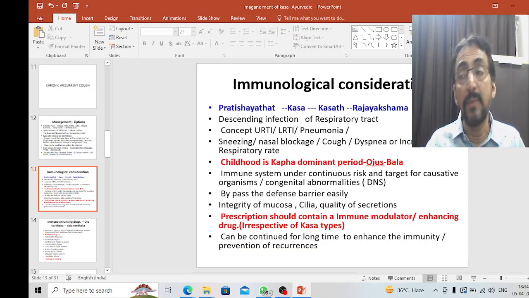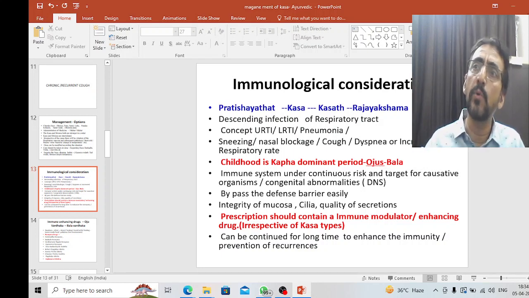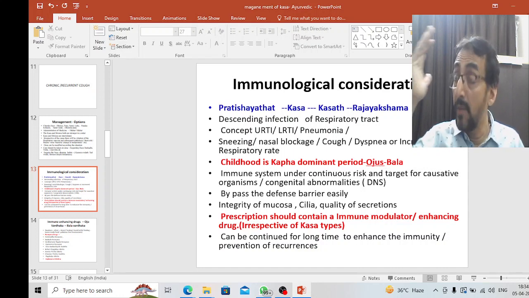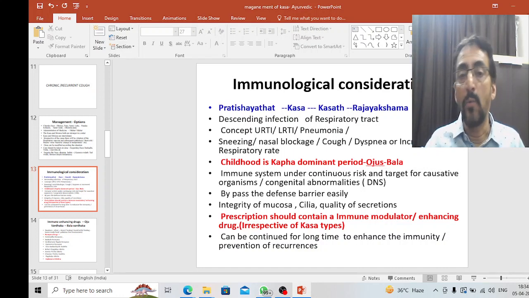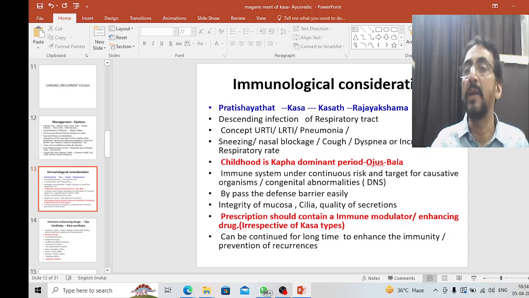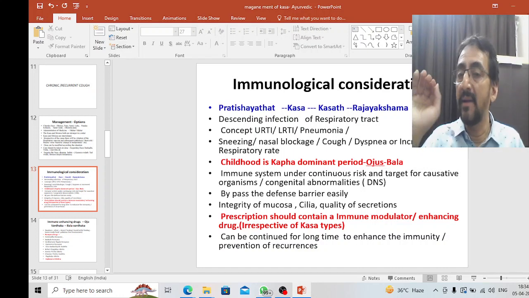Suppose the baby has some congenital abnormalities like a deviated nasal septum, adenoids, or tonsils, or some congenital heart disorders. Then the child is more prone to develop recurrent respiratory tract infection, especially lower respiratory tract infections. The immunity will be under great threat. So you have to go for an immunomodulatory drug to increase the body immunity, or Ojas. This will be the second important prescription when you treat a child with Kasa.